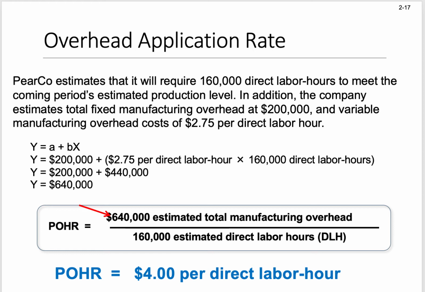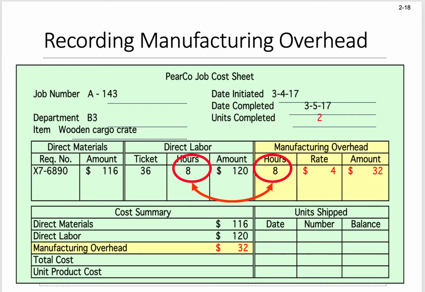Now we need to apply it. We apply overhead by using the predetermined overhead rate, which is $4, and then we multiply it by the actual hours incurred in the job. I want to say that again. We multiply the predetermined overhead rate by the actual direct labor that was incurred in the job. Okay? There's a key here.